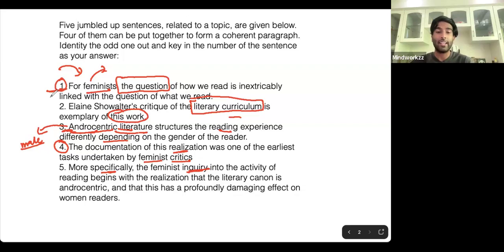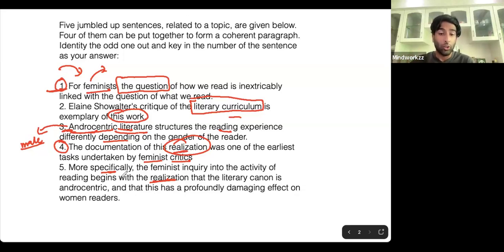And remember, in sentence number one, we also talked about how for feminists, the question of how we read is inextricably linked with the question of what we read. So if you're able to link both of these things: more specifically, the feminist inquiry into the activity of reading begins with the realization. Again, try to understand realization, sentence four and sentence number five. Maybe it is linked. Again, coming back to that, the literary canon is basically literature, like writing books, novels, etc. Anything literature is referred to as the literary canon.